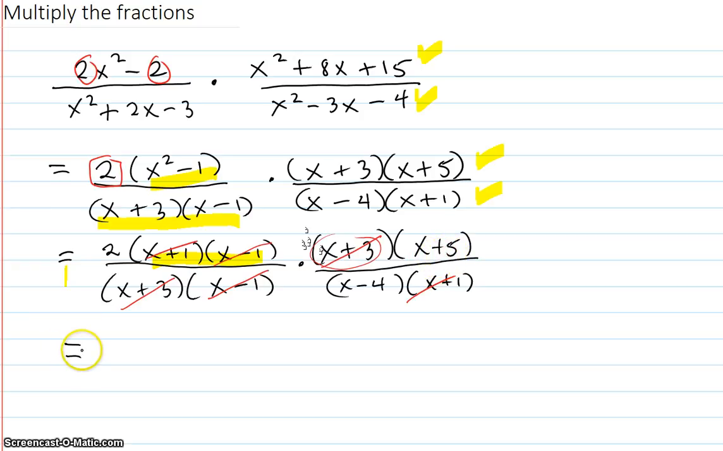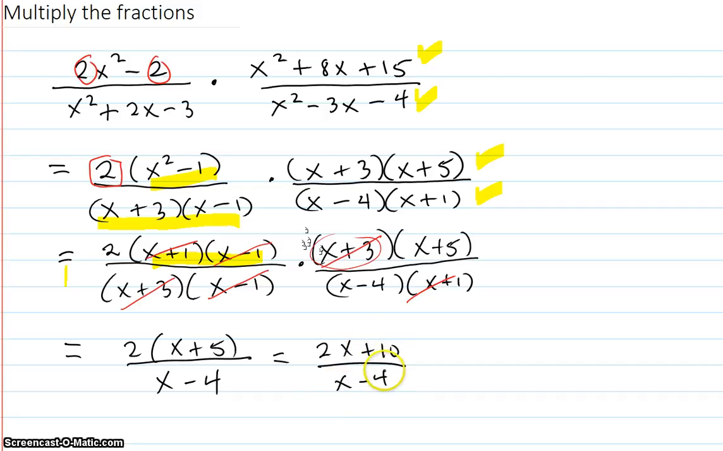So we write equals 2 times x plus 5 over x minus 4, which we could also write as 2x plus 10 over x minus 4. Now, notice something here. Looking at this step right here, these original fractions are undefined at x equals negative 3, x equals 1, x equals 4, and x equals negative 1.